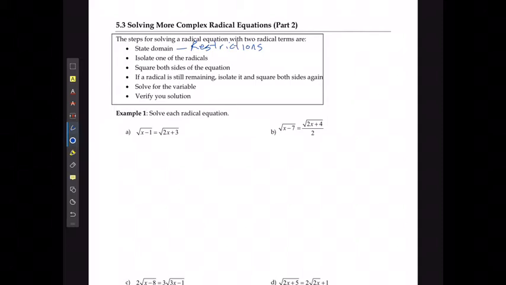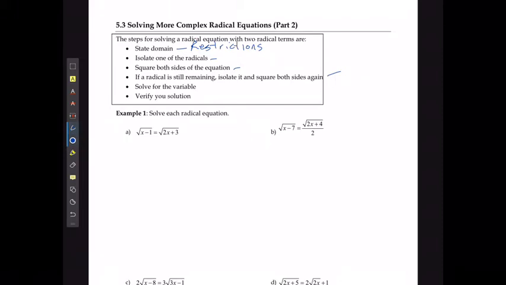We're going to isolate a radical, we're going to square both sides, and then typically what happens is if we have two different radicals, once we have done that, we're going to wind up with another radical left over after we have squared both sides. So we're going to have to do the entire process over again. Then we're going to solve for the variable, and like in all the cases, we're going to need to prove that the variable actually works.